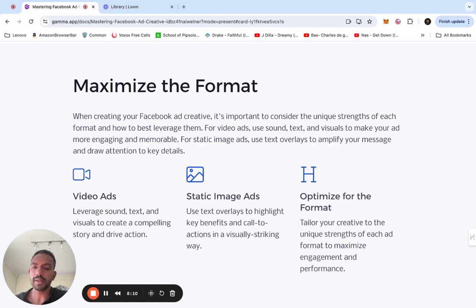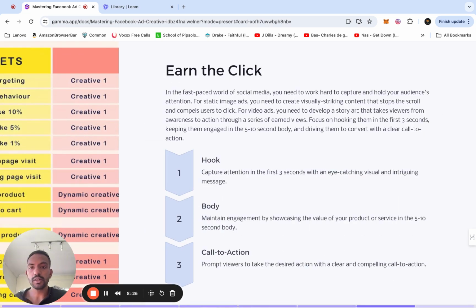And with video ads, like I said, make sure that it's visually appealing. It's got a beautiful trending sound. It has UGC elements to it, so people know you're not just selling a product, but there's actually value and benefits to the end user, and actually compel them to take action. And lastly is going to be earn the click.